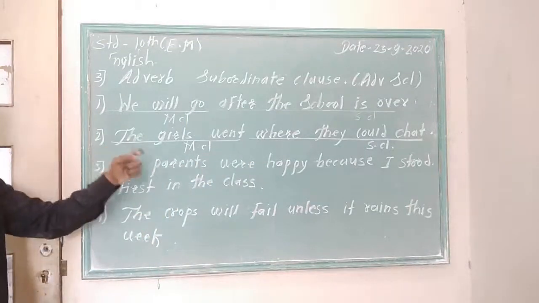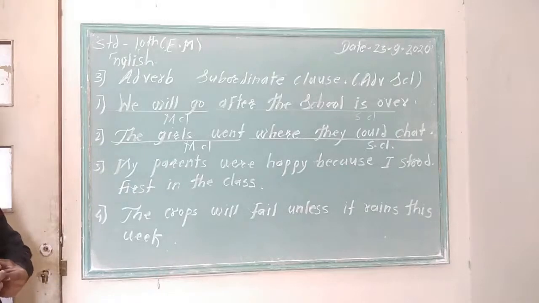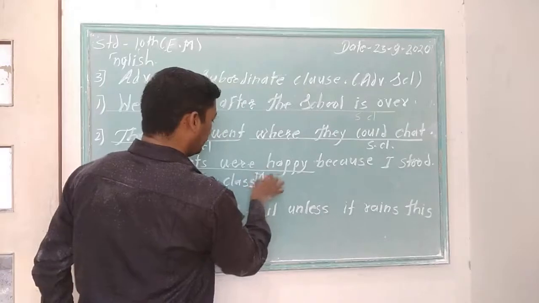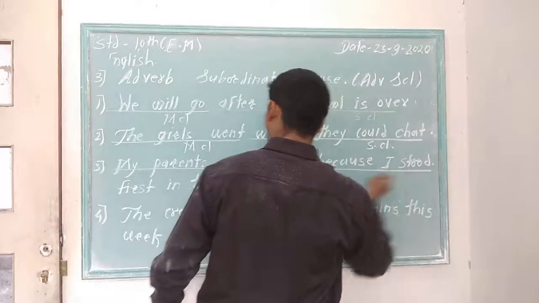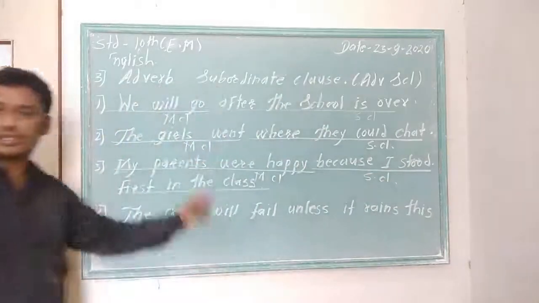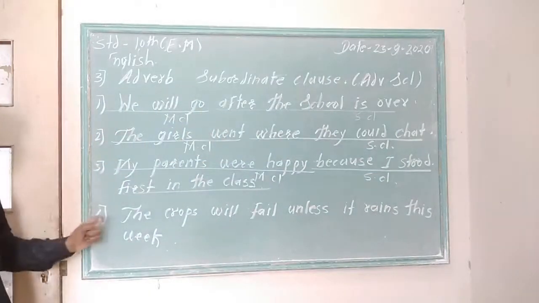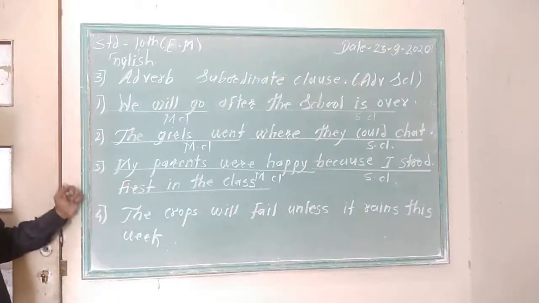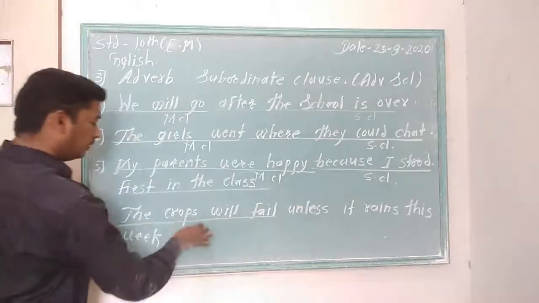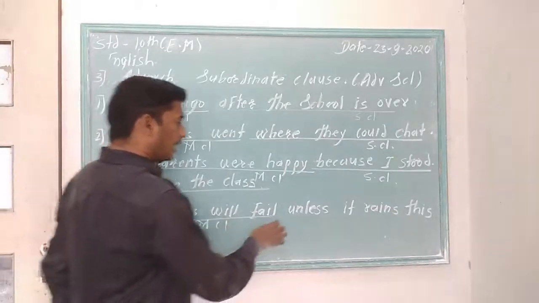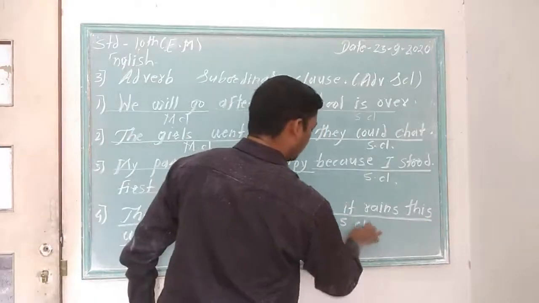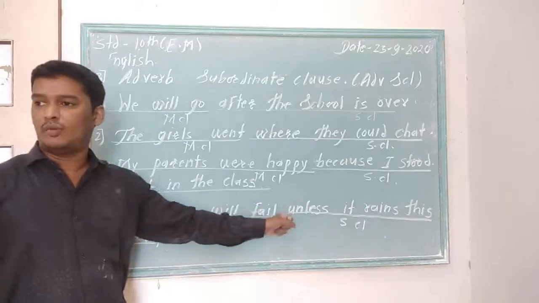My parents were happy because I stood first in the class. My parents were happy, the main clause. Because I stood first in the class, it is subordinate clause. The crops will fail unless it rains this week. The crops will fail is the main clause. Unless it rains this week is a subordinate clause, started with the subordinating word unless.